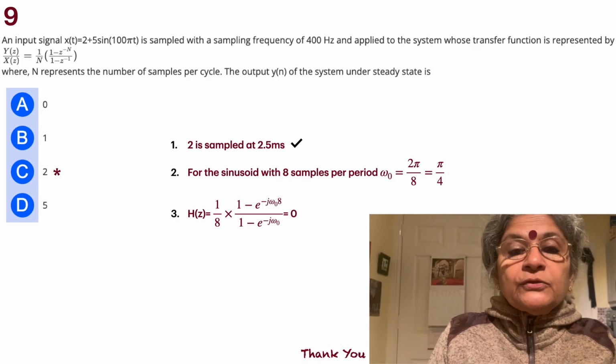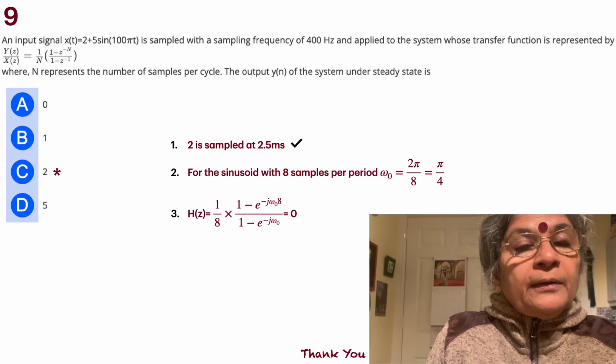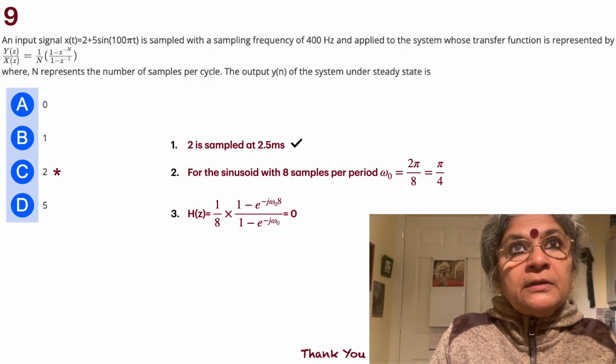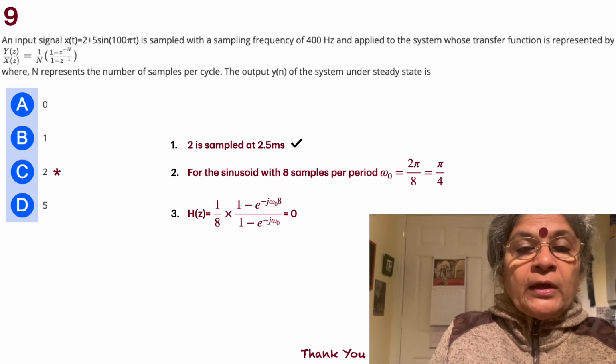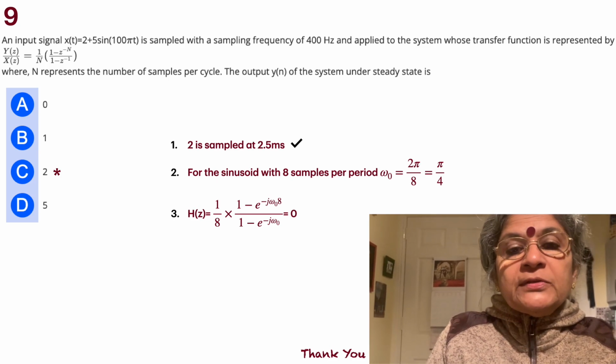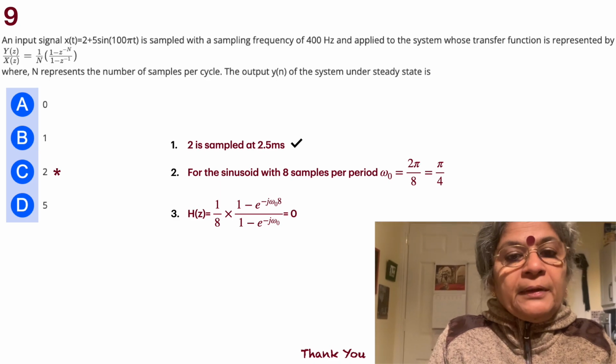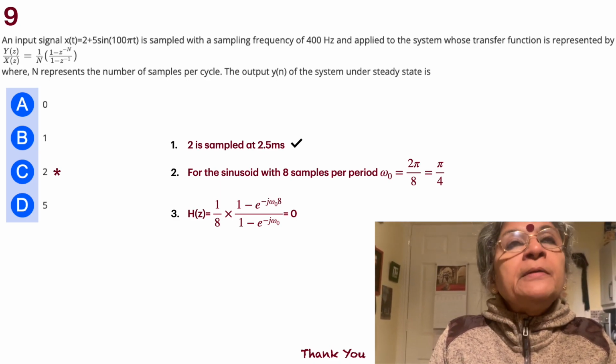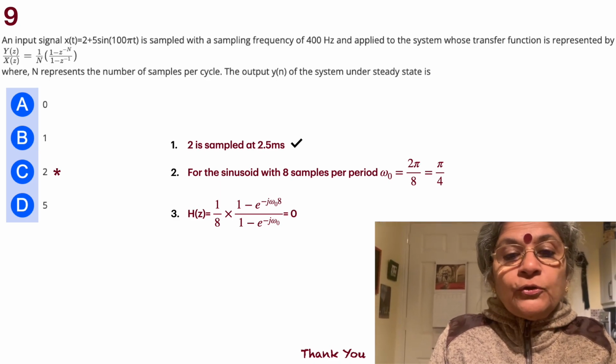But this is a sinusoid, so the sinusoid is going to be sampled 8 times. Why? Because the frequency is 50 hertz for the sinusoid, but the sampling frequency is 400 hertz. So it's going to be sampled 8 times, so we have N equal to 8. The sampling interval is 2.5 milliseconds because 400 hertz corresponds to 2.5 milliseconds.